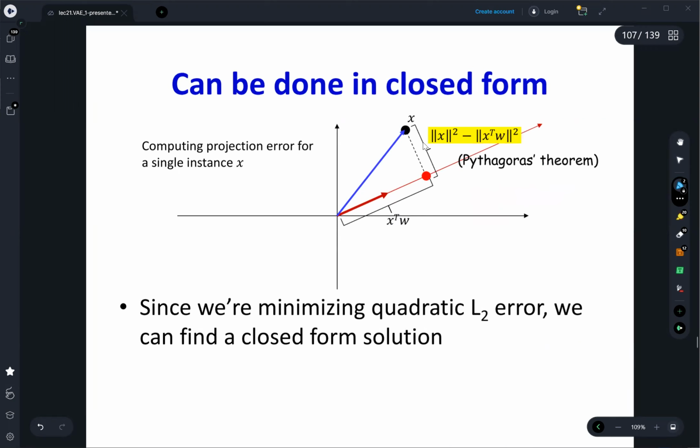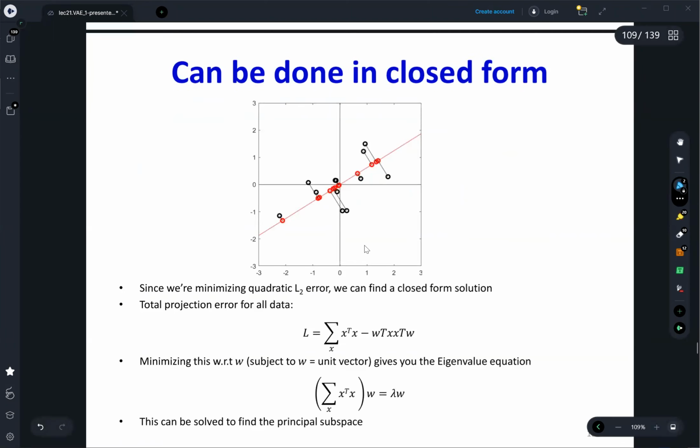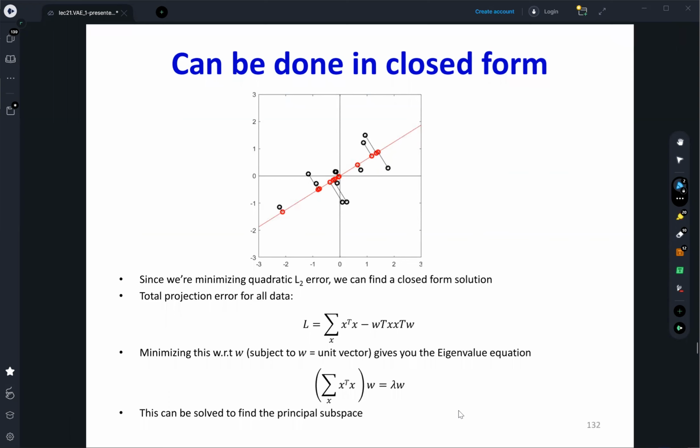So the difference between the squared length of X and the squared length of this projection is going to be the squared projection error, which is the total squared length of this dotted line. And you want to find the vector W that minimizes this total squared length. And if you work through the arithmetic, you're going to get the standard eigenvalue equation that we're all familiar with when we try to perform principal component analysis.